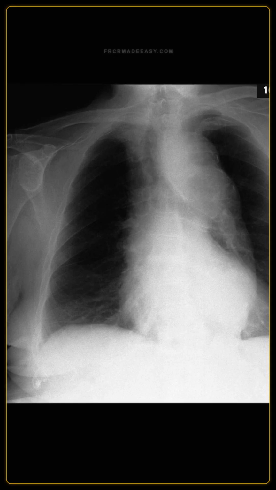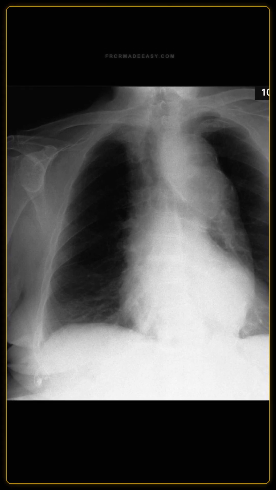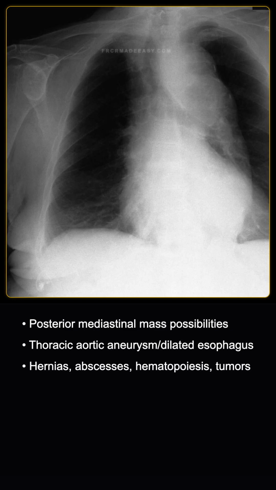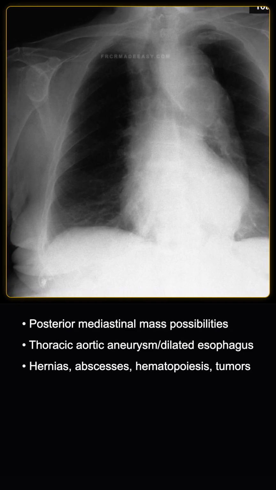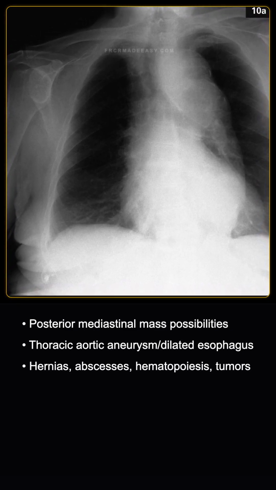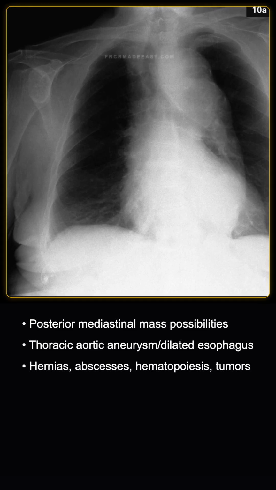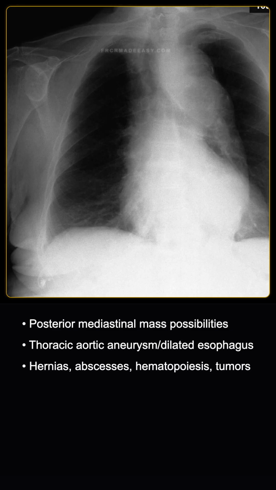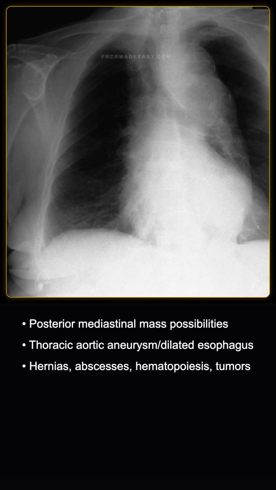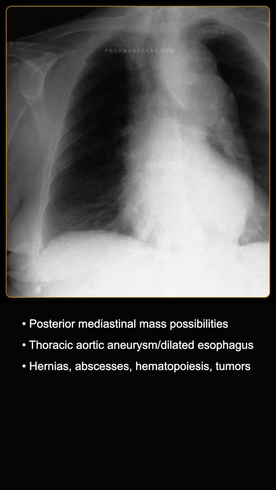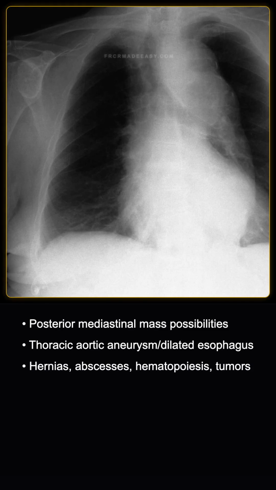What is your differential diagnosis for a posterior mediastinal mass? The differential diagnosis for a posterior mediastinal mass includes thoracic aortic aneurysm and a dilated oesophagus. Other causes are hernias like a hiatus or Bochdalek's hernia, spinal abscesses, extramedullary hematopoiesis, and neurogenic tumors.